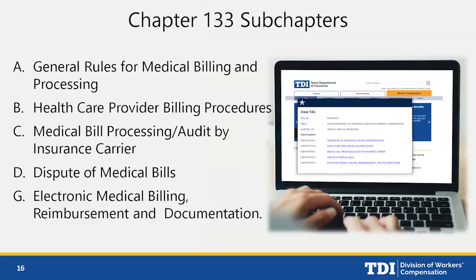If you look closer at what subchapters are included in Chapter 133, Subchapter A has general rules for billing and processing. Subchapter B for billing. It has all of the health provider steps for submitting a medical bill. C is what the carrier does once they receive your bill. D is for dispute of medical bills, and subchapter G, if you're billing electronically, this is where you will find all the e-bill standards.